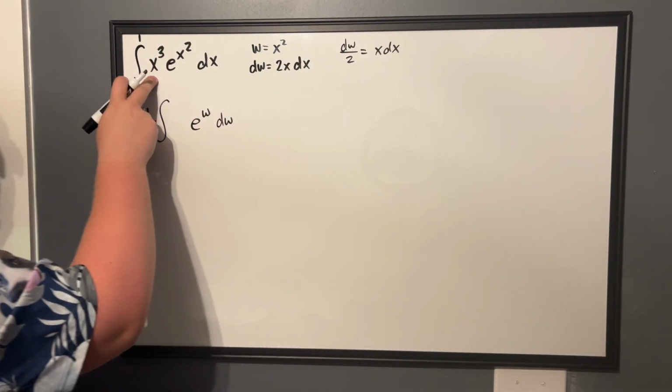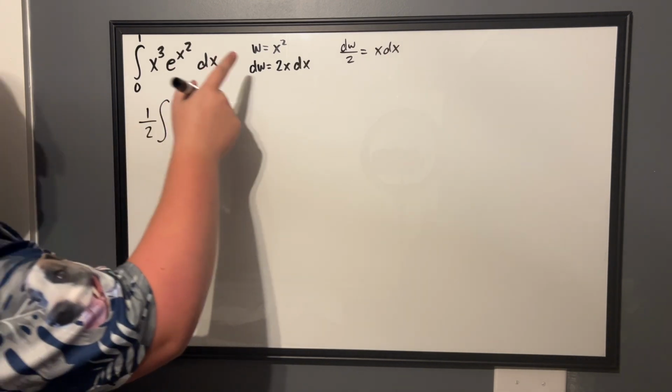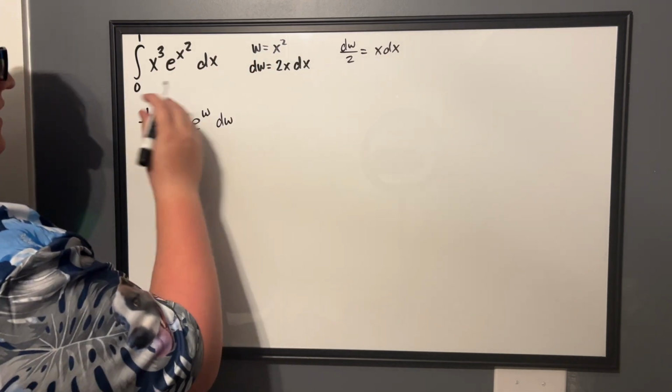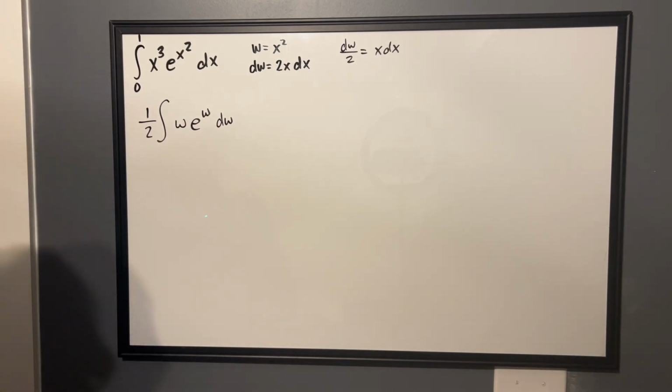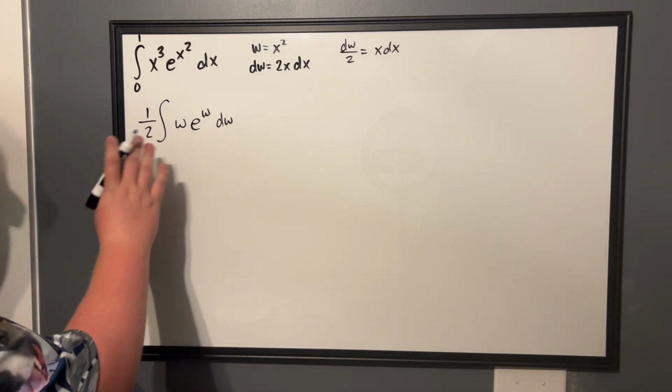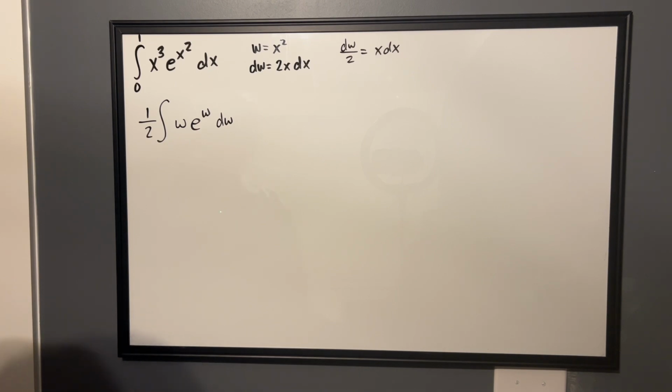But now the problem is we only got rid of 1 x whenever we did the substitution. So we still have an x squared out here. But that's good because in our substitution we said w was equal to x squared. So all that does is that x squared that's left over just becomes another w out front. So now we have the integral, 1/2 times the integral of w e to the w dw. And I'm going to drop the bounds for this one just because I think the bounds will get a little in the way. We'll bring them back in at the end.